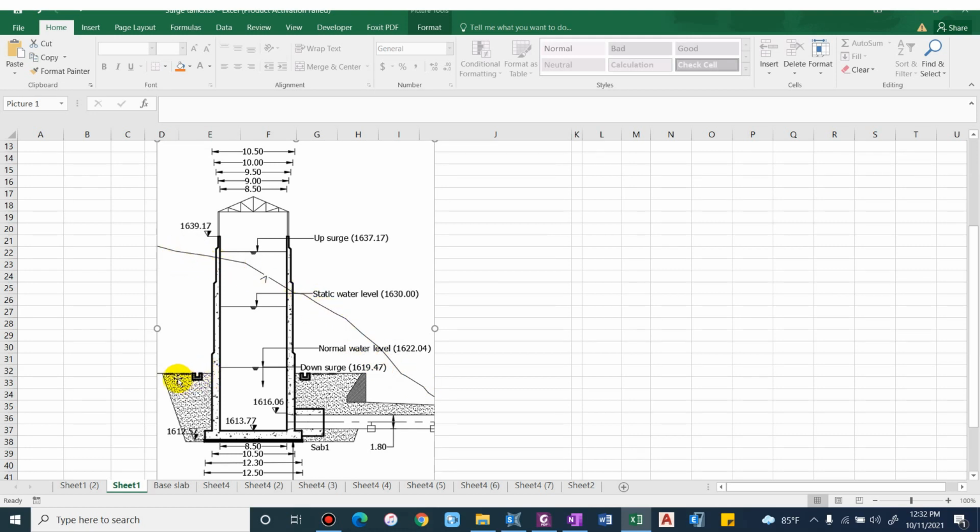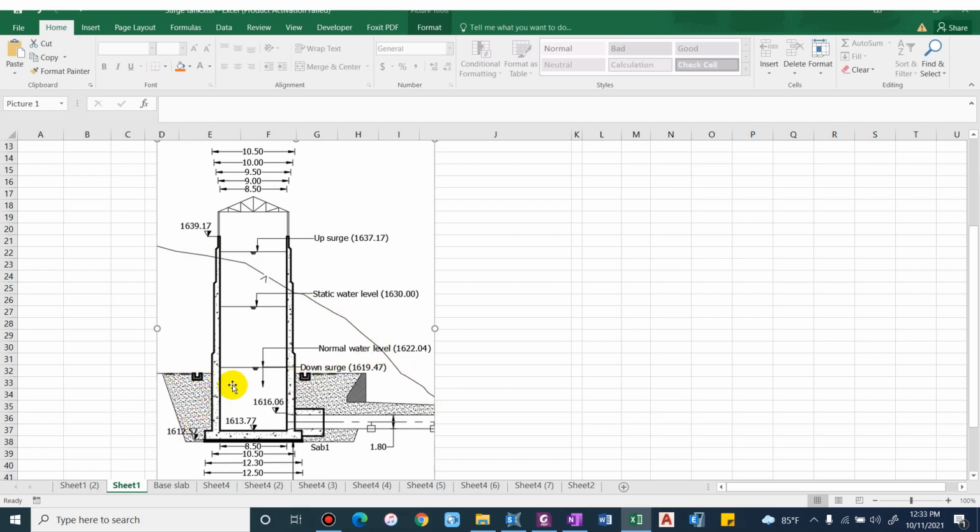For now the backfill has been proposed up to this level only, which means the soil here is capable of resisting this much soil load without any failure. So we don't have to include the weight of the soil while calculating the width of the base slab. If the soil was capable of resisting this much soil weight, then obviously it will hold this much soil.